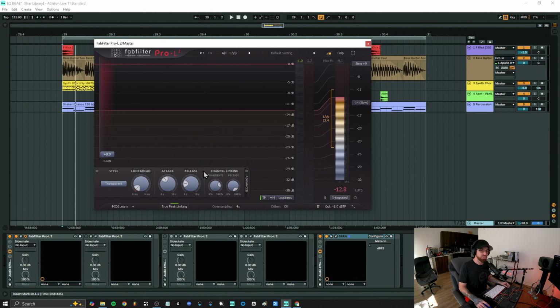Next, we'll talk about channel linking. Now, not all limiters have a channel linking setting, but for the ones that do, channel linking is in regards to your left channel and your right channel.